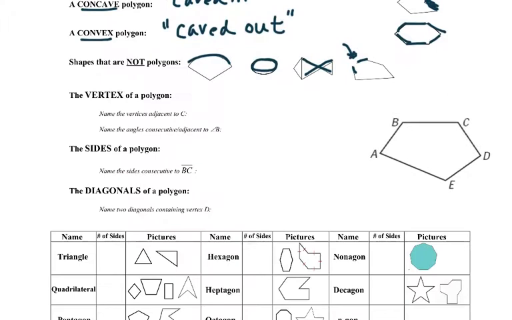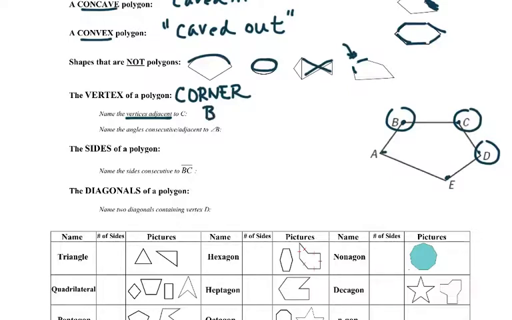So all polygons, because they have sides, they all have corners. And the vertex of a polygon is just a corner. That's all it is. The vertex is a corner. And then it'll say something like, name the vertices adjacent to C. Do you remember that adjacent just means next to? So what are the two corners next to C? Are B and D. They don't get any symbols, just the letters.